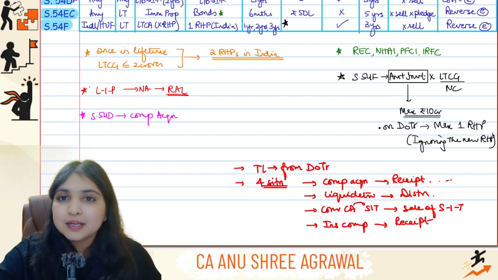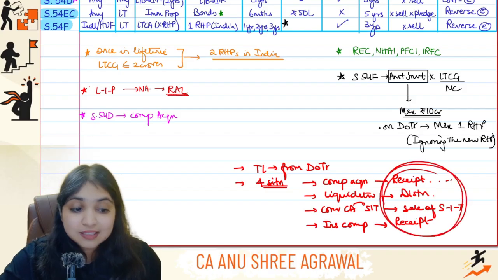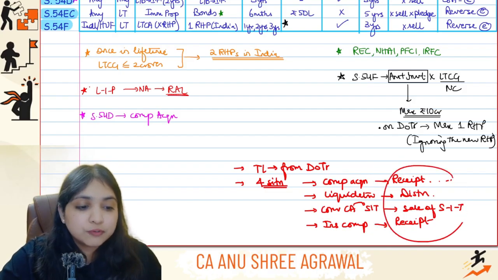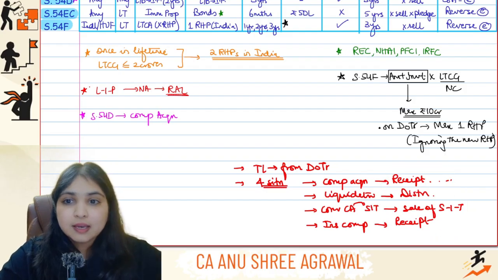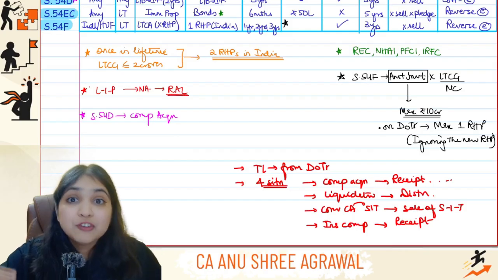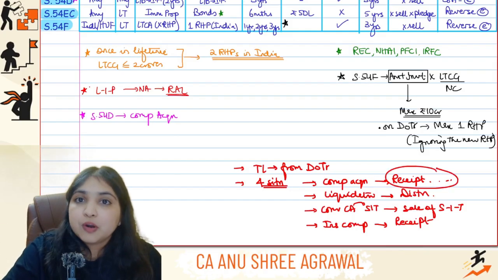So in these 4 cases, the point of taxation is different. Generally, we tax the capital gains whenever we transfer the capital asset, but in these 4 cases, the point of taxation is different. So in these 4 cases, all the time limits will be computed from the point of taxation. Like in 54D, compulsory acquisition, the time limit will be computed not from the date of compulsory acquisition, but from the date of receipt of compensation.